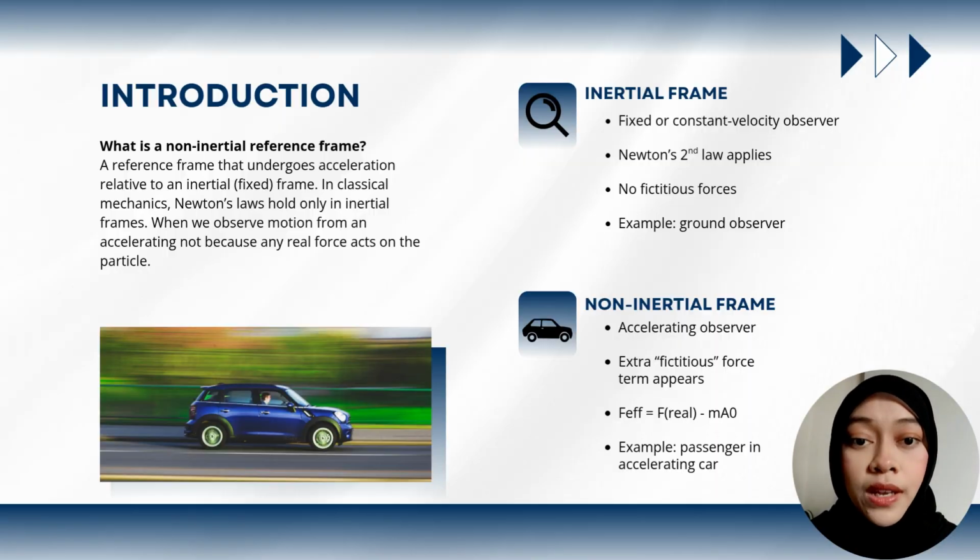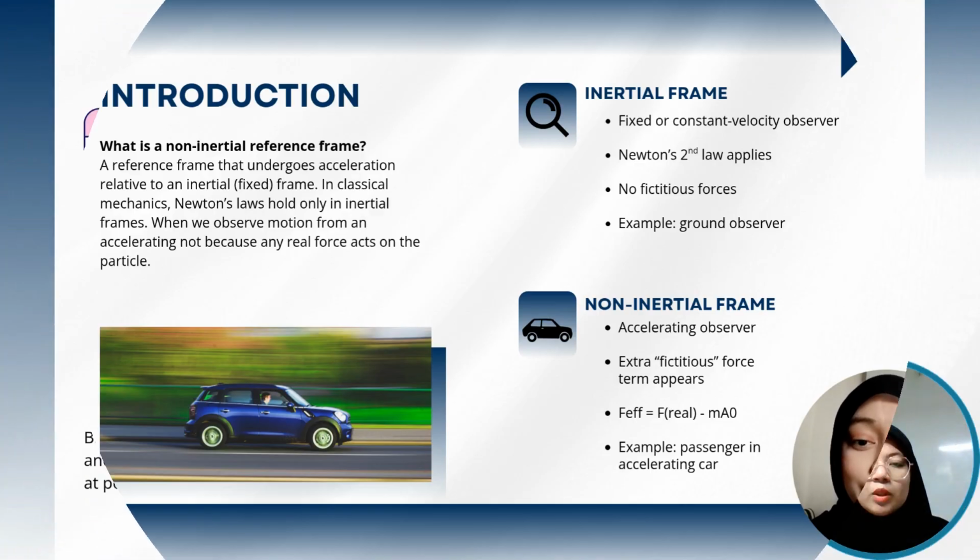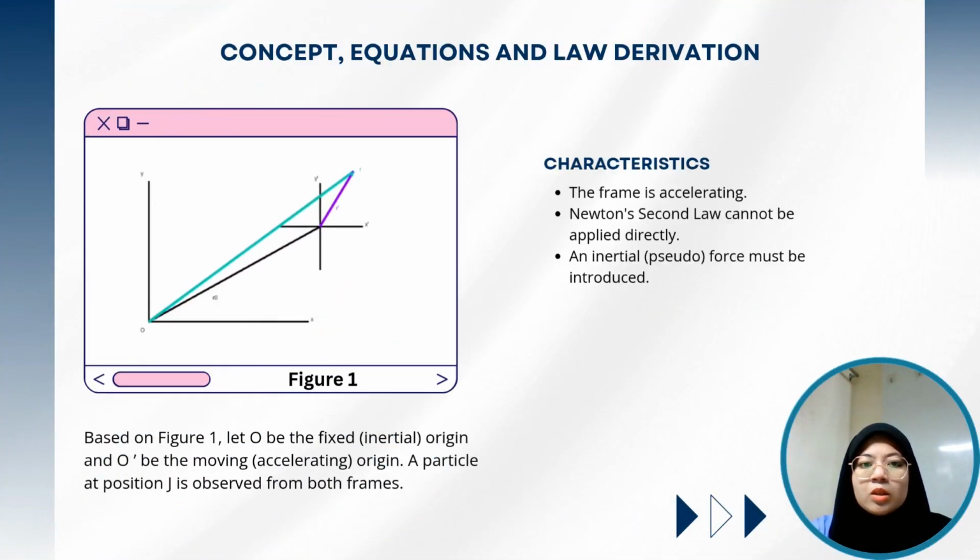For inertial frame, they have a fixed or constant velocity observer. Newton's second law applies, no fictitious force, and an example is a ground observer. For non-inertial frame, an accelerating observer, an extra fictitious force term appears. The equation is F equal to F real minus m a naught, and an example is a passenger in an accelerating car. Okay, next I will explain the concept, equation and law derivation.